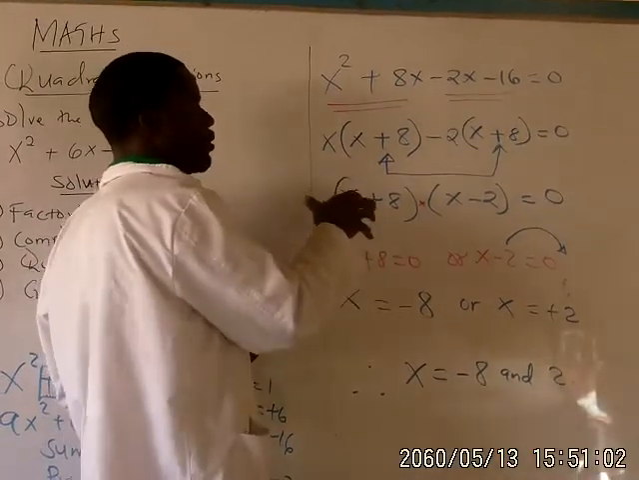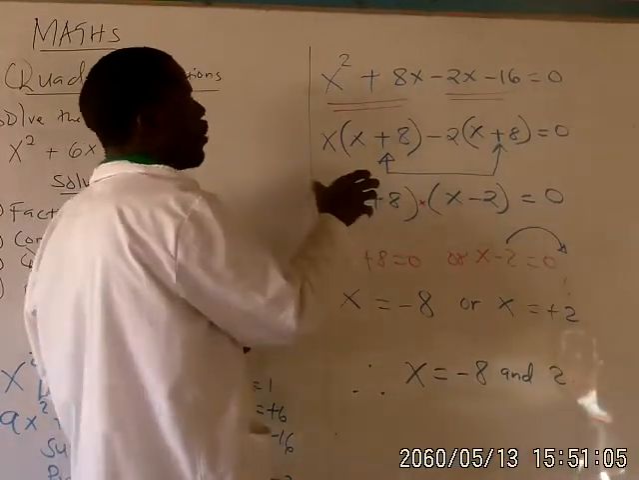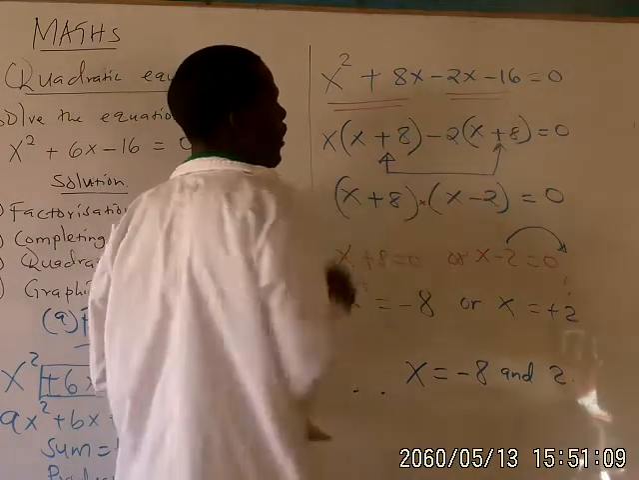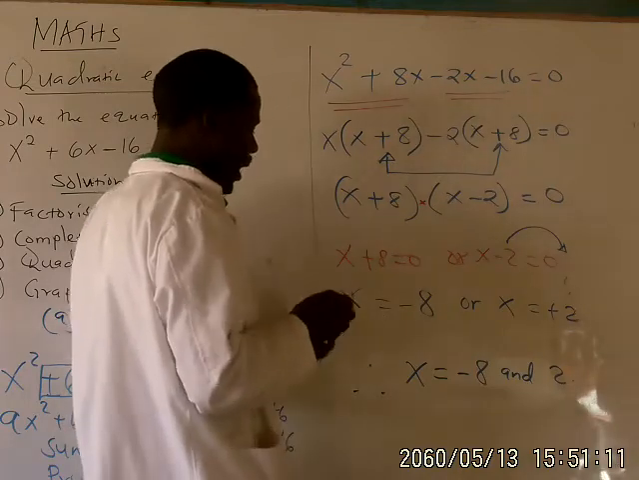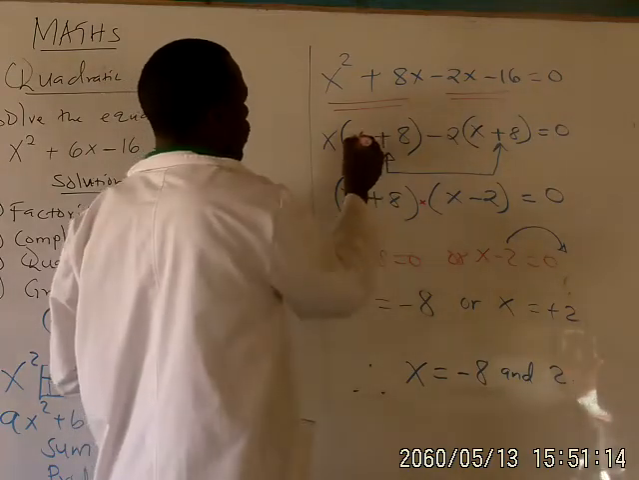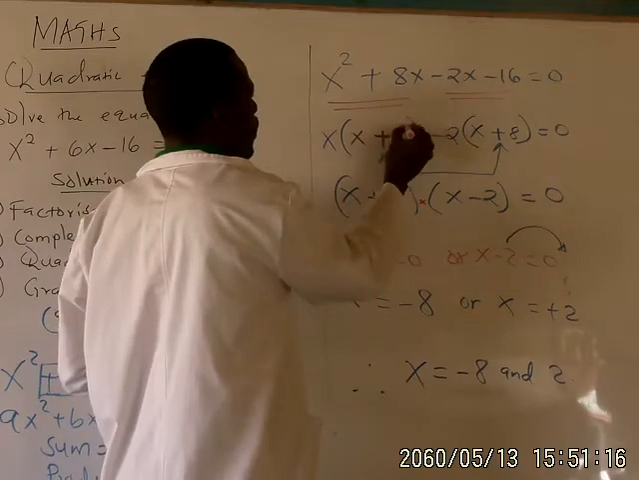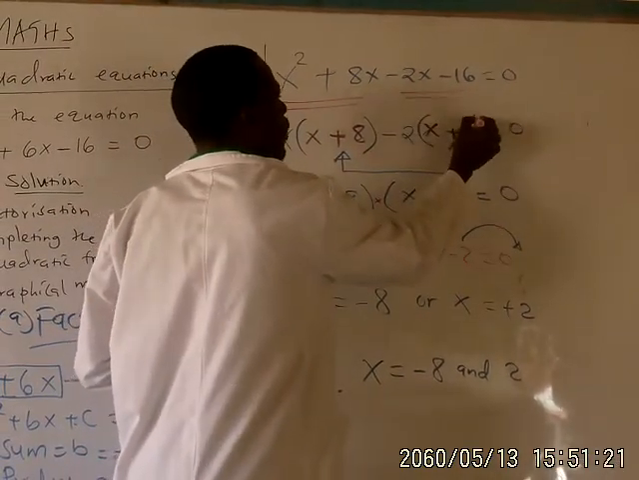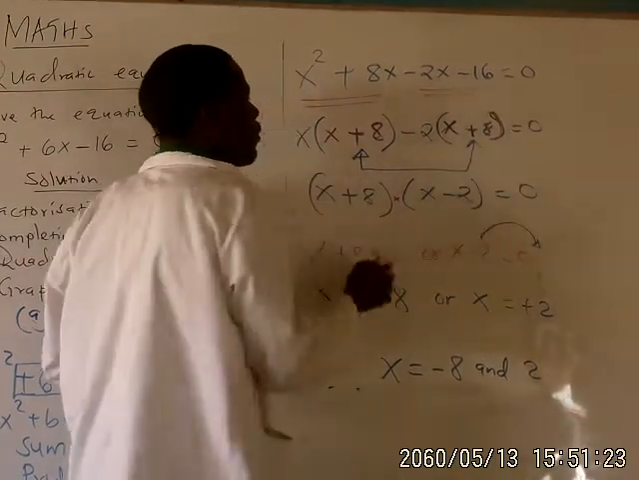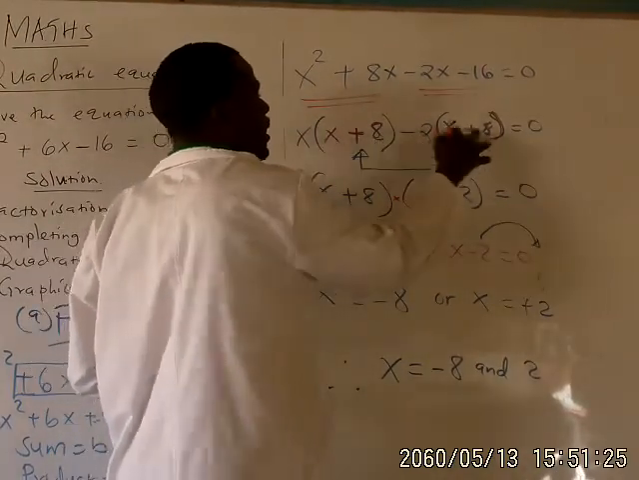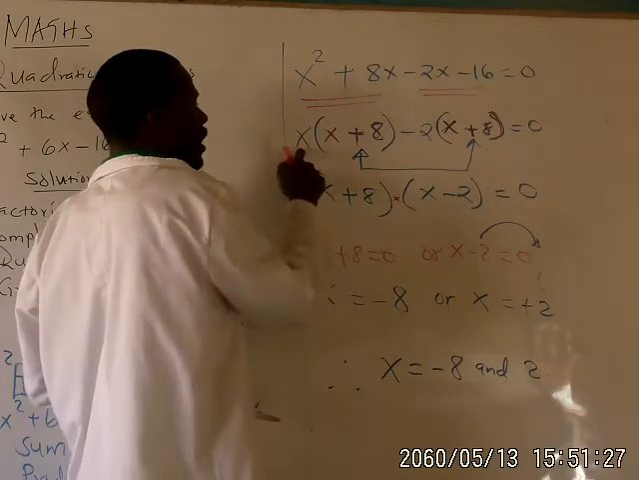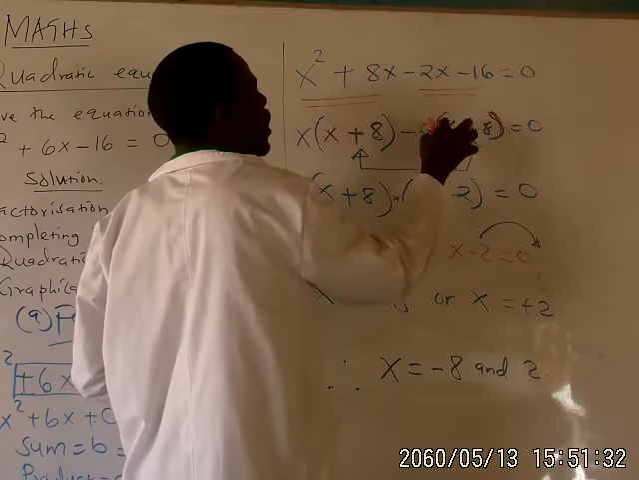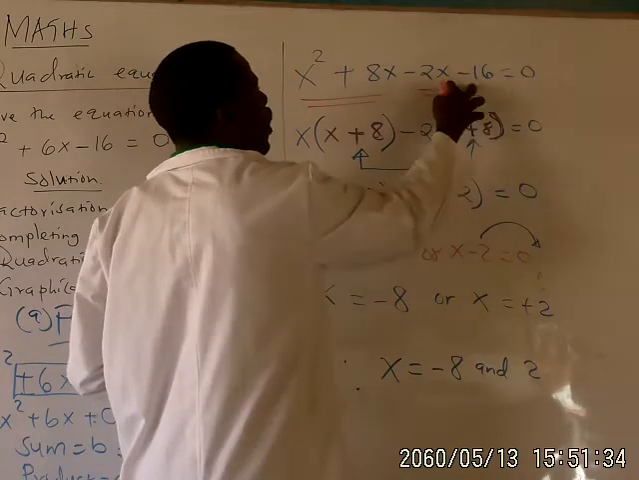We have realized from long teaching that students have a problem getting this bracket here. The simplest way you can do that is, what you got here as x plus 8, you simply put the x plus 8 there, so that this and this are the same, because you have factored out x. Then from there you find a common factor that, when you open this bracket, will give you this.